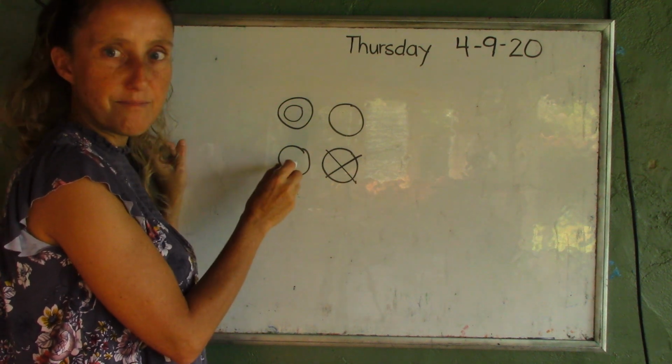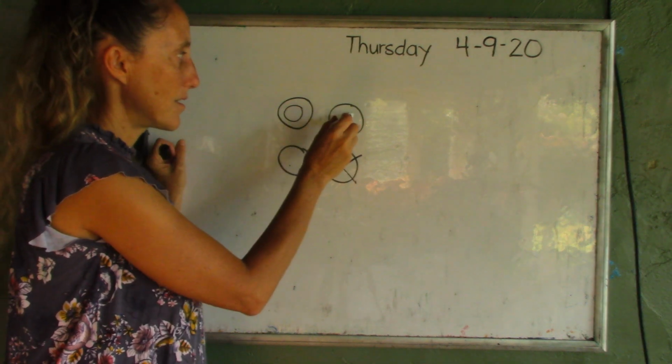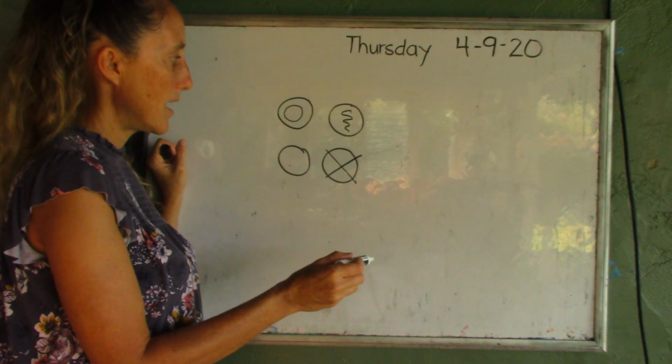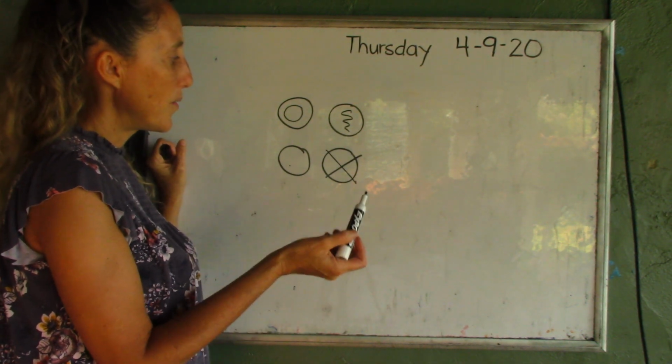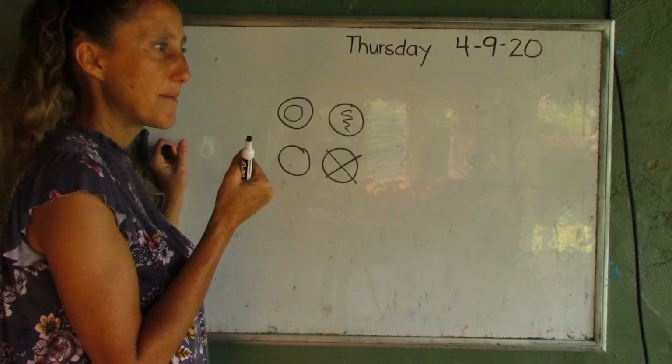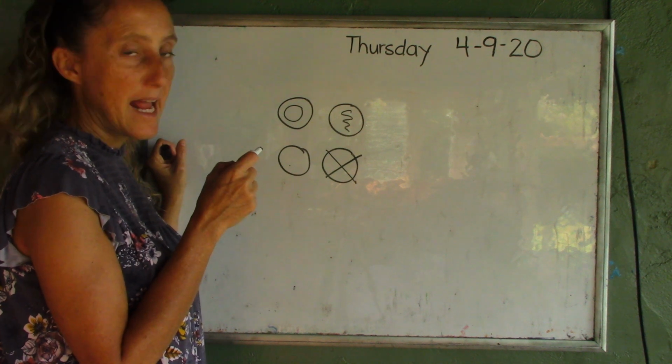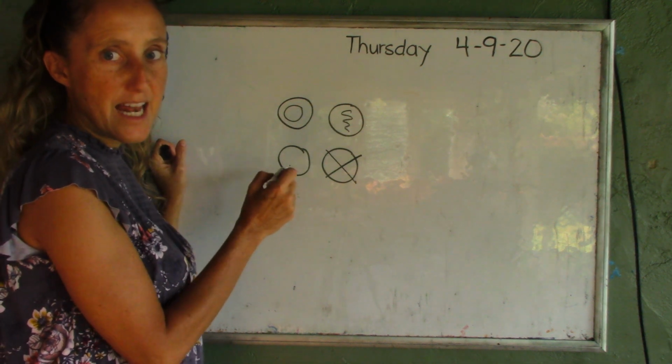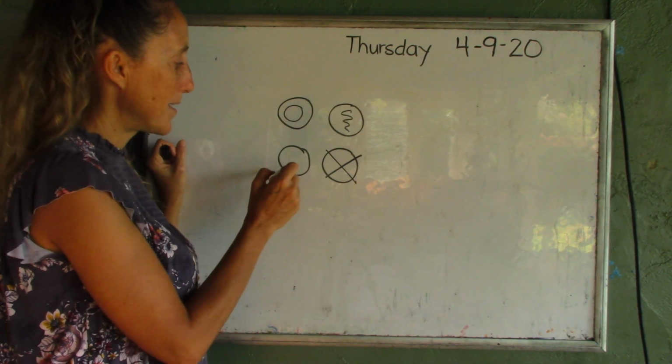Would it be this one? No, you're right, this one. So squiggly line in the top right. How about we put, let's put the letter A, because you did such a good job, an A in the bottom left.